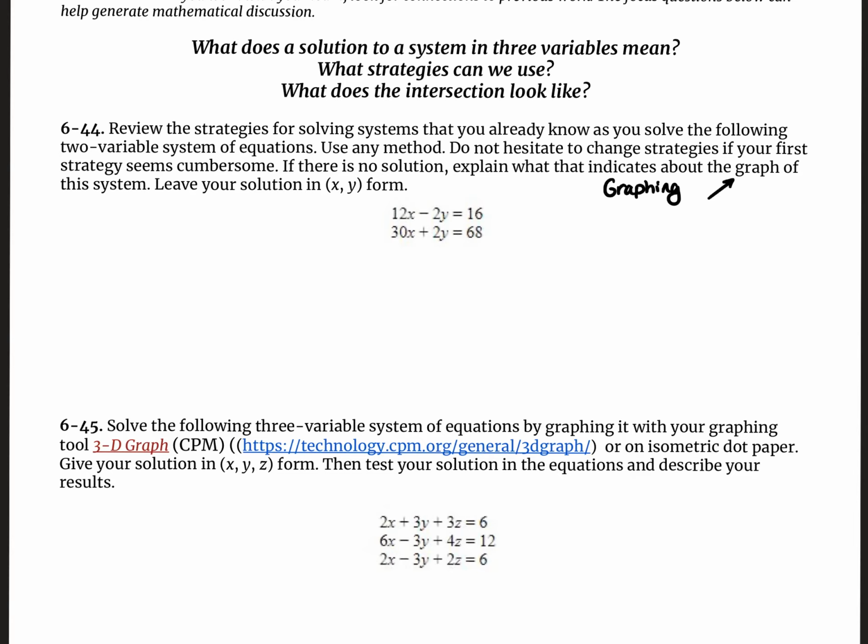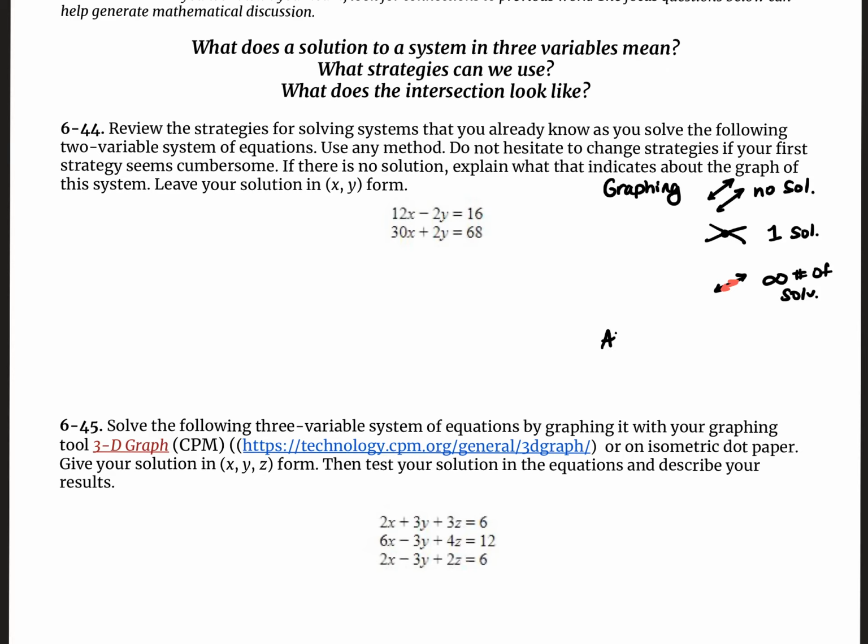If you had parallel lines, that meant there was going to be no solution. If you had intersecting lines in some way, that meant there was one solution. And if you ended up graphing the same line twice, you ended up with an infinite number of solutions. And we're going to see those same types of things happen even within solving with algebra.